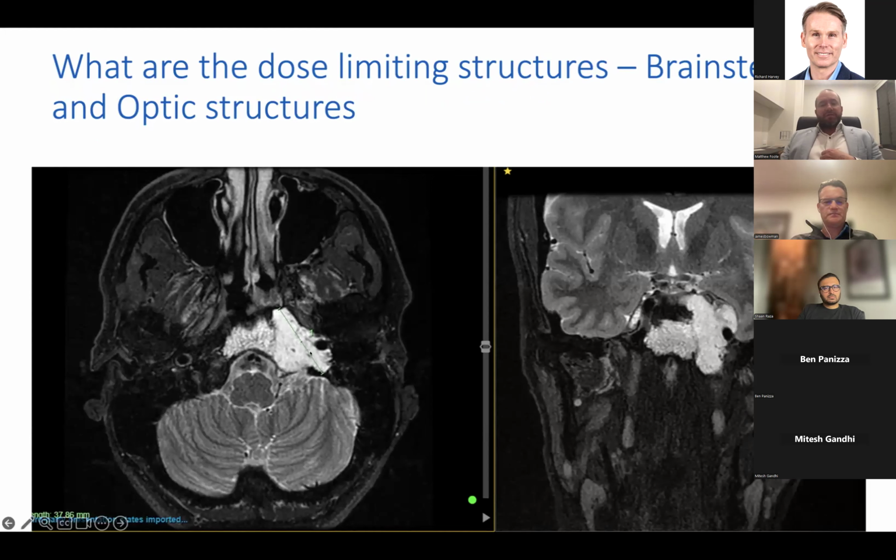So look, I think this has been mentioned, and this is obviously a grade 2 chondrosarc. When these are presented in meetings, the things that I'm always looking at are: how close have we got disease to the brainstem, because that's dose limiting for me, and also to the optic apparatus.